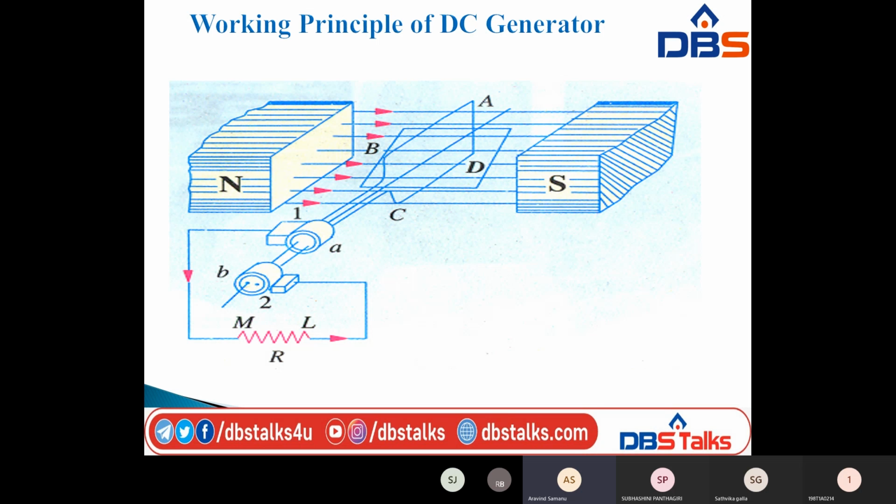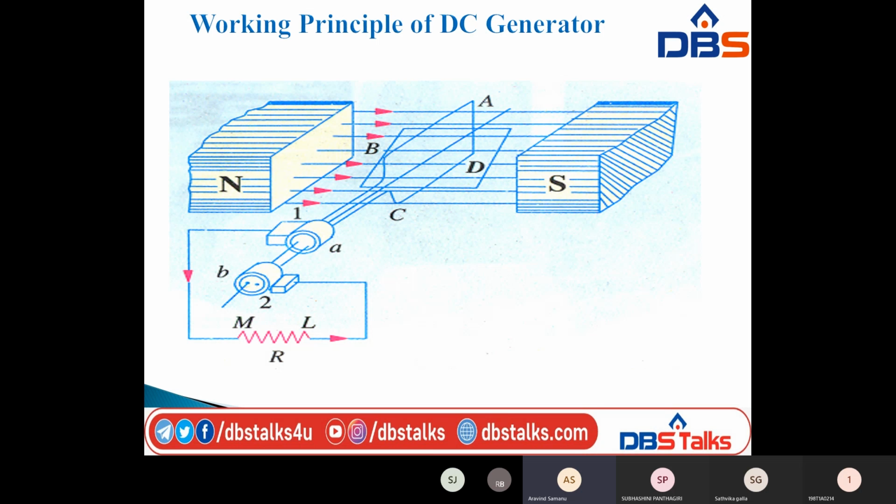So in the next case, when theta is equal to 180 degrees, the coil sides are again moving parallel to the flux lines. That is, AB and CD have exchanged their positions. That means AB is coming to this place and CD is going to that place. The EMF induced is 0 because the coil sides are moving parallel to the flux lines. So at that time, there is no production of EMF. So that is 0.